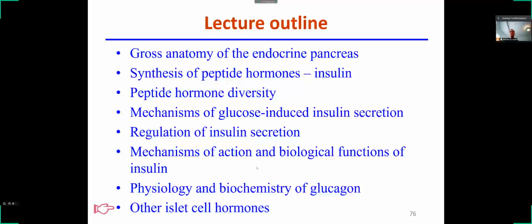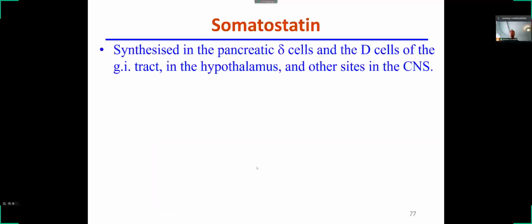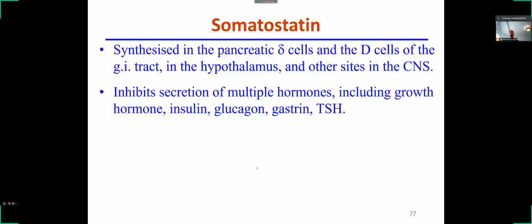So what about some other islet cell hormones that we should be aware of? Somatostatin is an important one. It's synthesized in the pancreatic delta cells and then the D cells of the GI tract. And obviously, we've covered it in the hypothalamus and in other sites in the CNS, but importantly, it is made in the pancreas. It inhibits secretion of multiple hormones, including growth hormone, insulin, glucagon, gastrin, and TSH. So it's a major modulator and also a major attractive target for drug companies because it has such a broad effect. It can inhibit basal insulin secretion.